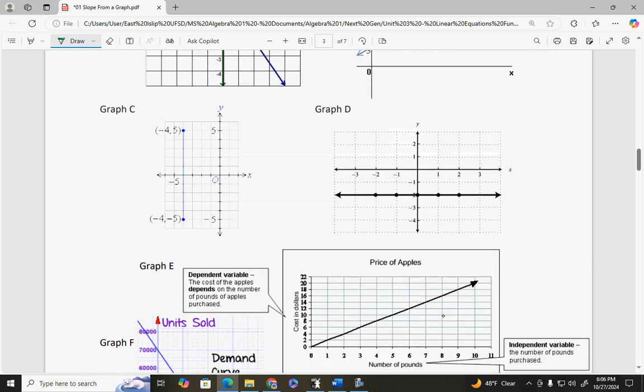Graph C. So important. Oh my gosh. So if I were to count, do you agree, like from this point to this point, I'm counting up 1, 2, 3, 4, 5, 6, 7, 8, 9, 10. I'm going up 10, but over nothing? What the heck is 10 divided by 0?